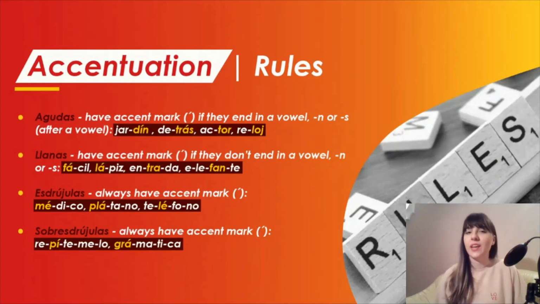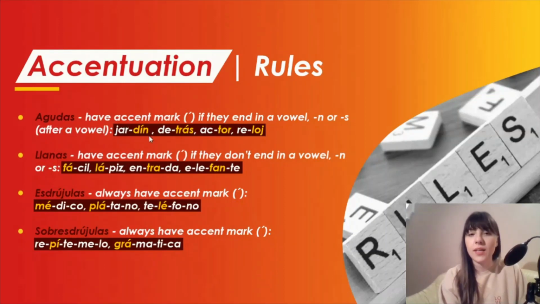So we know that there are four types of words: agudas, llanas, esdrújulas, and sobresdrújulas. And let's see now when to put the accent mark in these words. So we start with agudas, and they have an accent mark if they end in a vowel, n or s, preceded by a vowel. Here is the example, jardín.